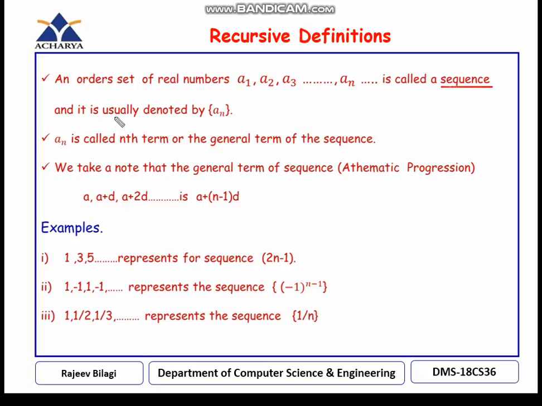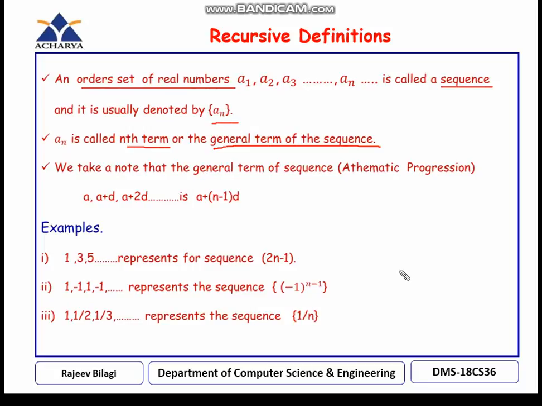A sequence is an ordered set of real numbers a1, a2, a3 up to an, where a1 is the first number, a2 is the second number, up to the nth term. Usually this is denoted by an, and an is called the nth term or the general term of this particular sequence.